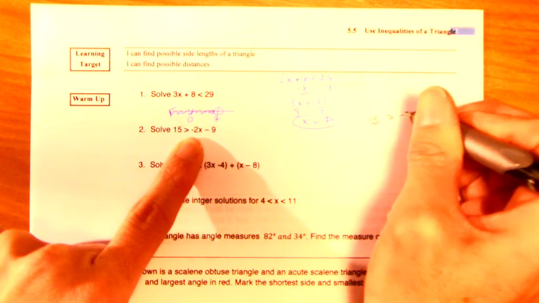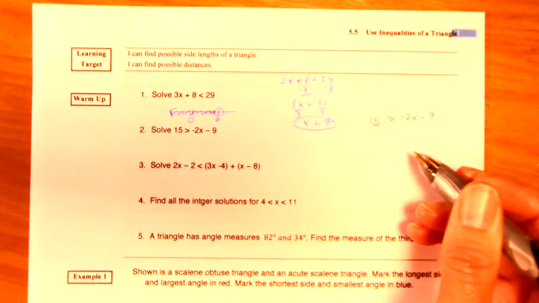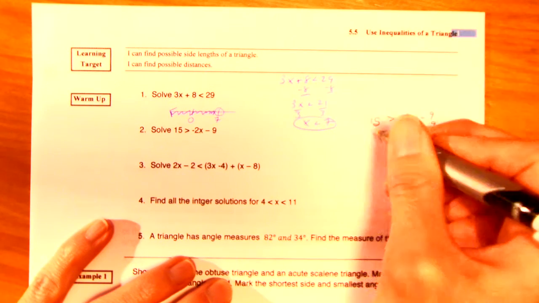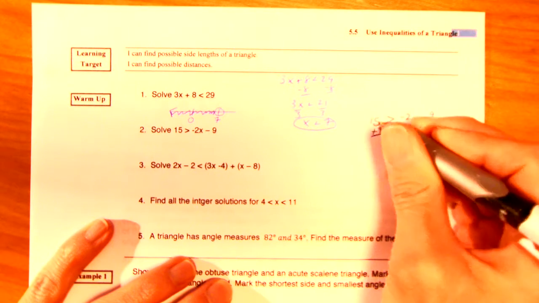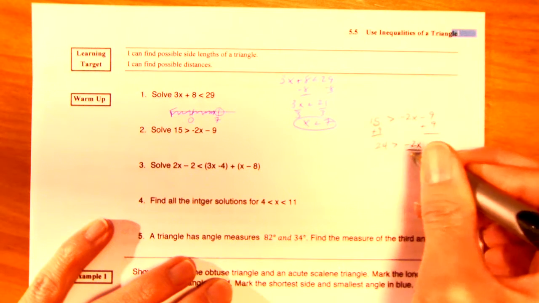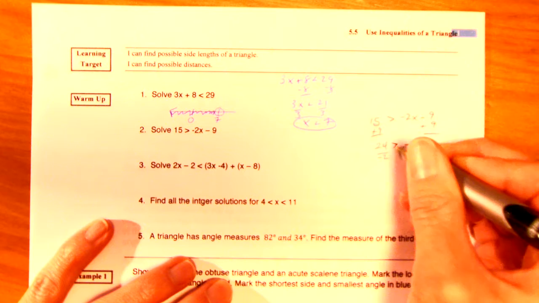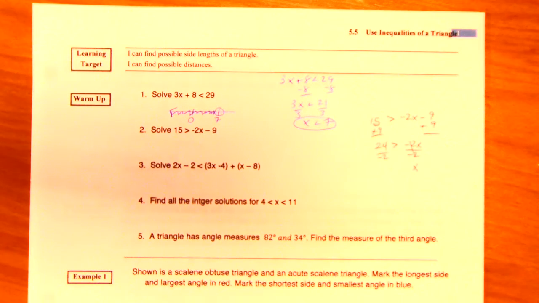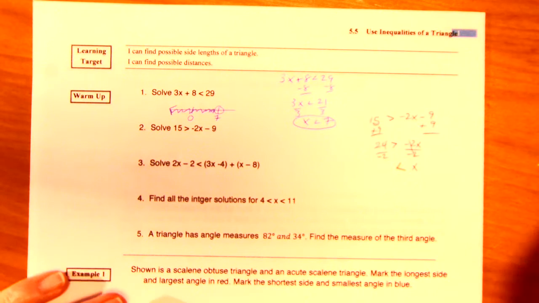Let's do problem 2. 15 is greater than negative 2x minus 9. I see a negative right here. It's going to be interesting. Here we go. Let's add 9 to both sides. Negative 2x is greater than 15 plus 9 is 24. Then I'm going to divide by negative 2. Now, do you recall what happens with an inequality when you divide by negative? The inequality, let's put this in red, is going to flip. 24 divided by negative 2.